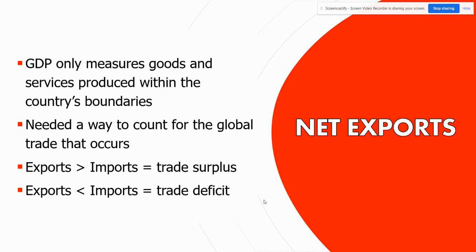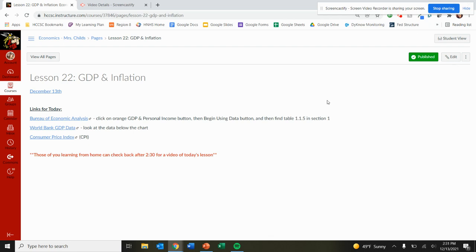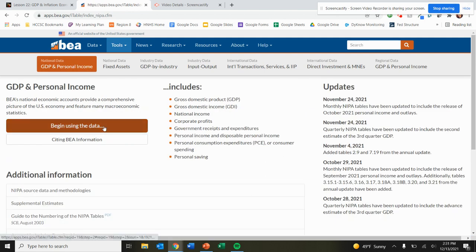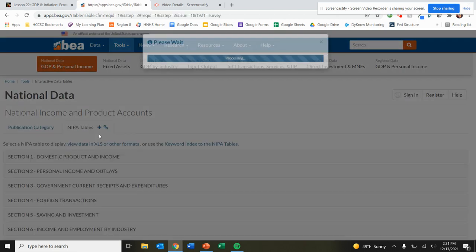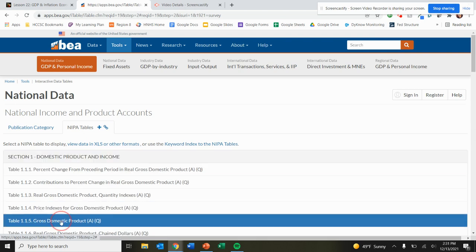Okay, so we can again take all this information, add it together, and that will give us an idea of what is happening with GDP. So, what I want you to do is go to this lesson page for today, and we're going to take a look at the first two links that are here. On the first link, this BEA website, you're going to click on GDP and personal income, begin using the data, and then open up section 1 and go to table 1.1.5.